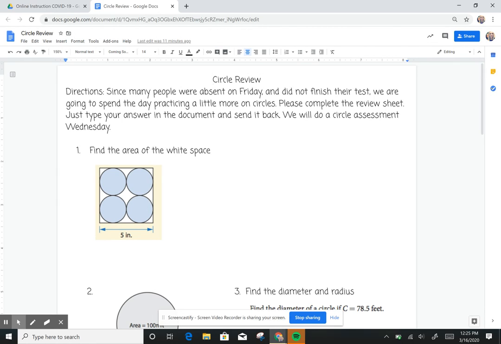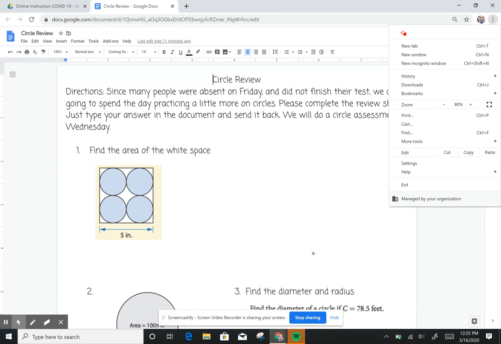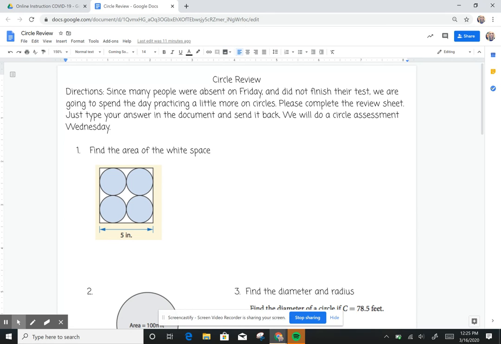We'll probably be doing this for about 2 or 3 days before we move on to surface area, just because I know there were some people that didn't finish their test while we were working on Friday, and because there were quite a few people absent too. So we're going to spend some time reviewing it, and then we'll probably take a little assessment sometime this week.